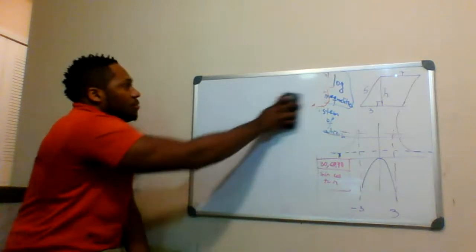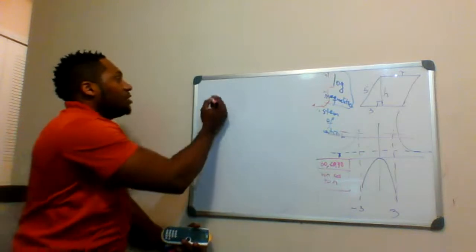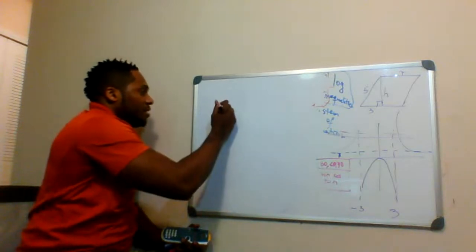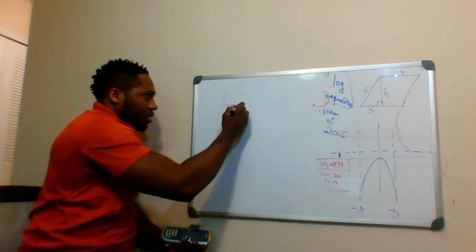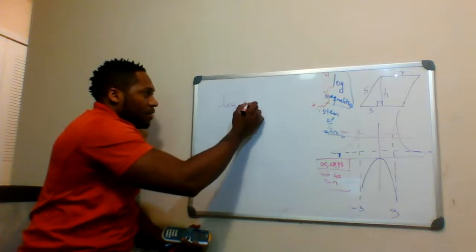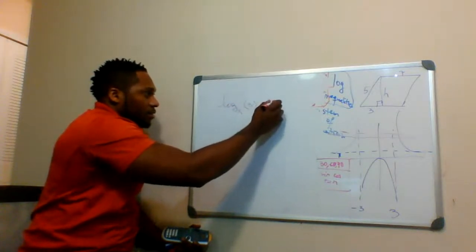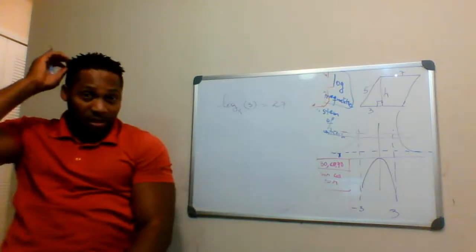That thing I just wrote on the board, you can find it in the book. It's not that complicated. So let's say I have log base x of 3 is equal to 27. Okay. So who can solve for this?